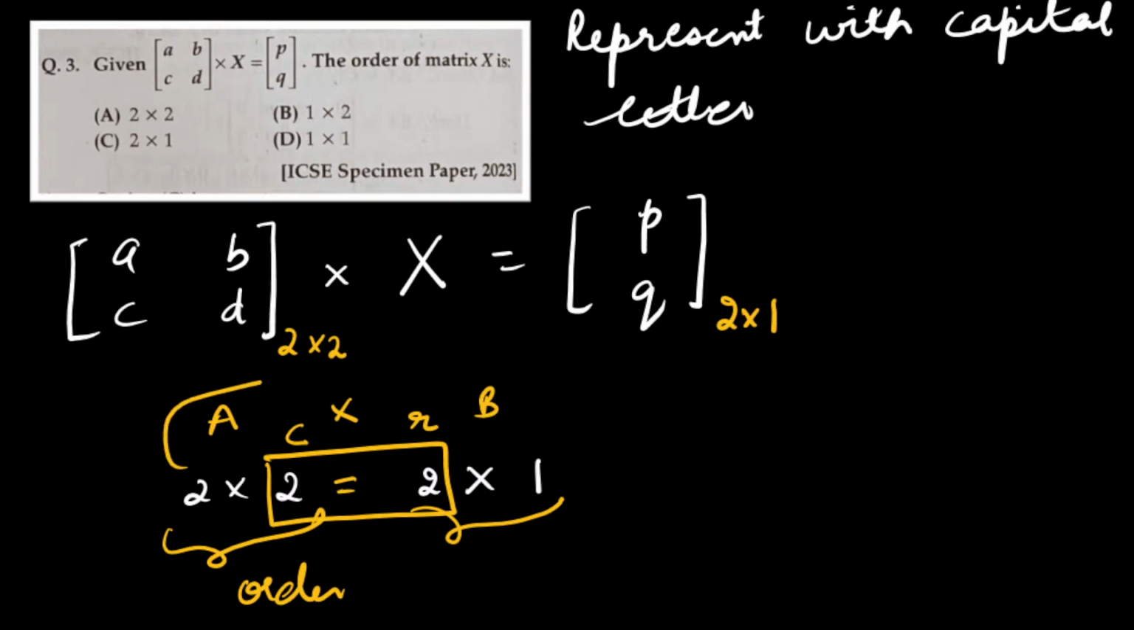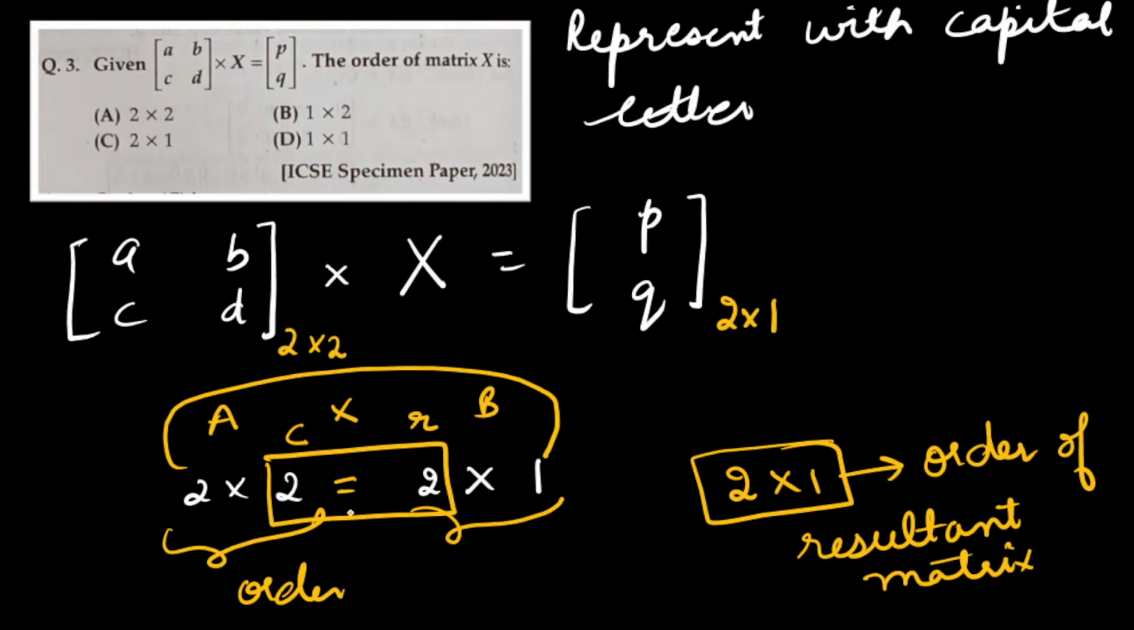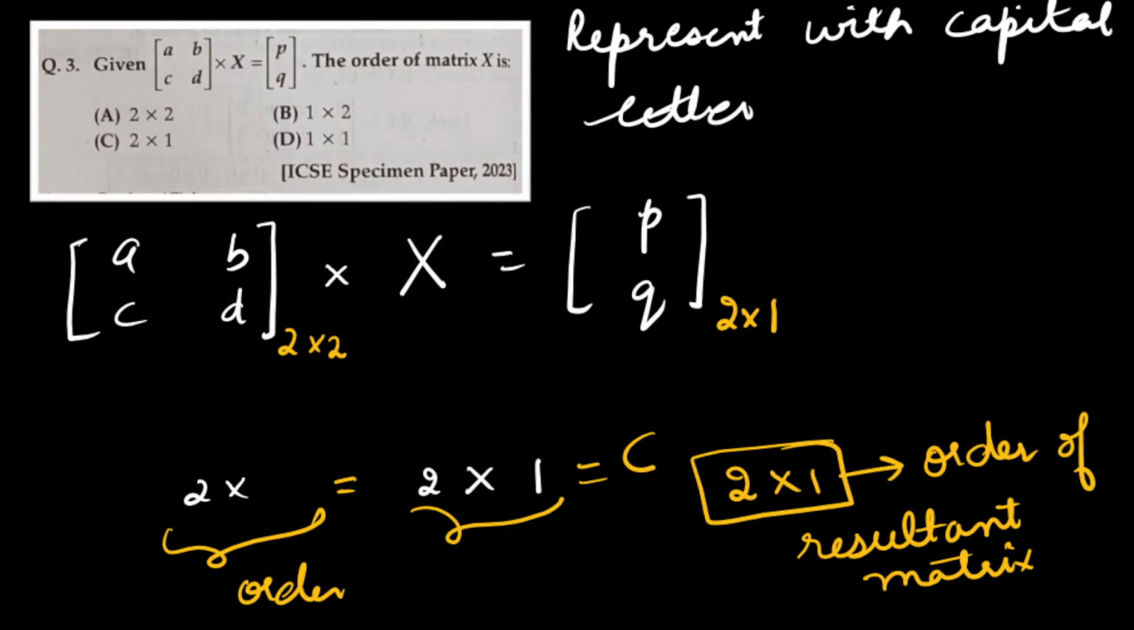Now if you see the outer numbers, they are 2 and 1. If you join them and write it as 2 by 1, this will give us the order of the resultant matrix. Once these two matrices A and B are multiplied, we will get some matrix C whose order will be this. The outer ones you have to see. So the same concept we will use here. Now for some matrix X, I will write its order as small a.